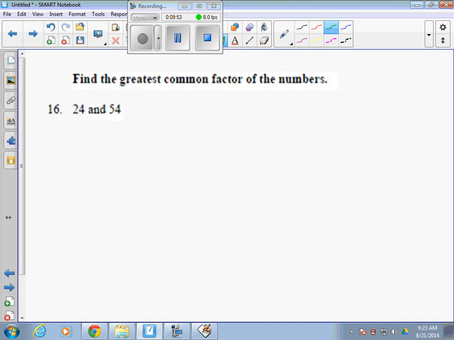Find the greatest common factor. That means a number that you can multiply and get both of these numbers. Well, look at your factors of 24. 1 and 24, 2 and 12, 3 and 8, and 4 and 6. And notice the closer you get together with the numbers, that's how you know you can stop, because there's no number between 4 and 6 that's going to multiply and get 24.